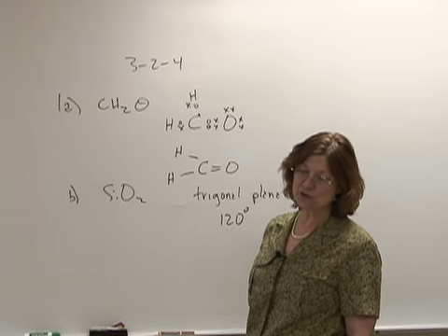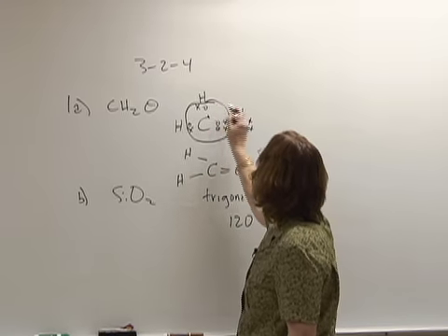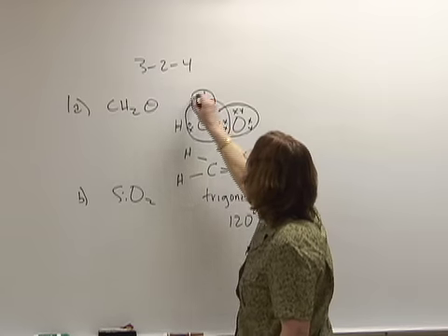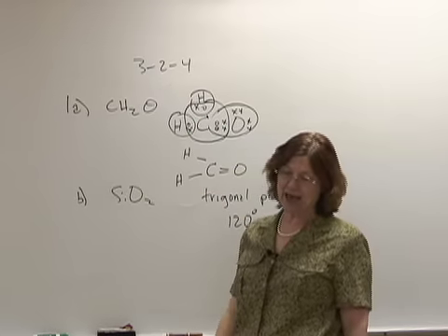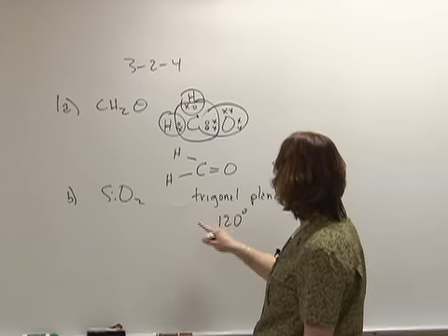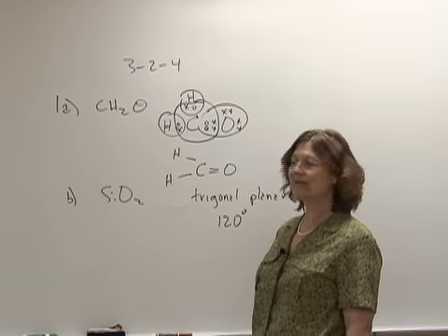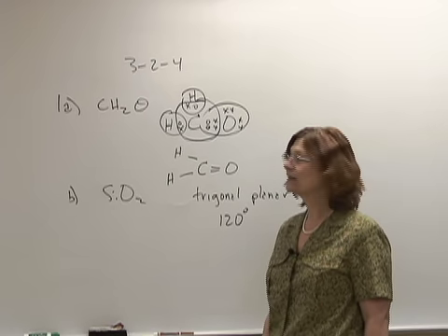And that's what we needed to do. We have to circle the octets and the duets, of course. Then we have to give the shape, the line structure, and the angle. And that is 1A.